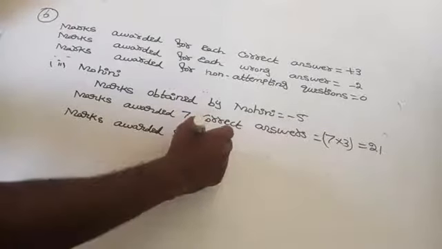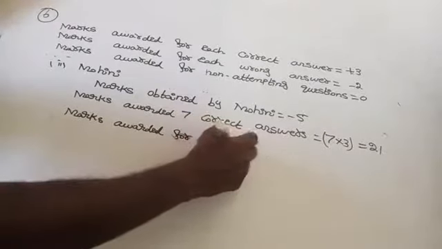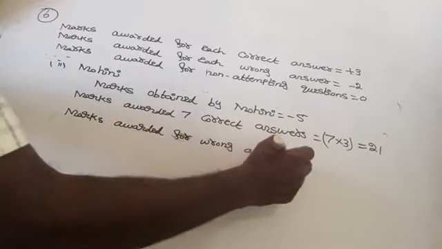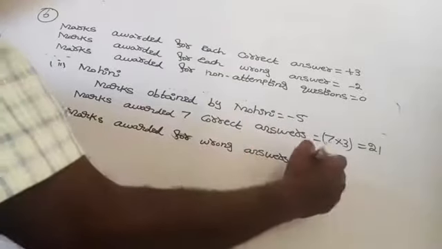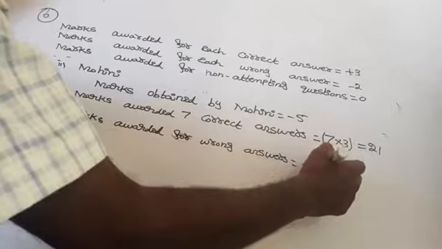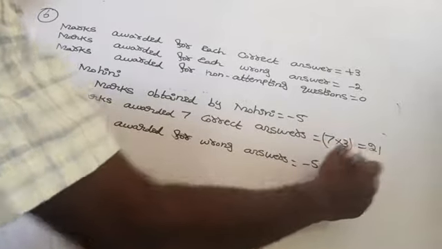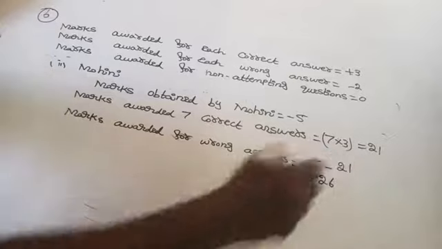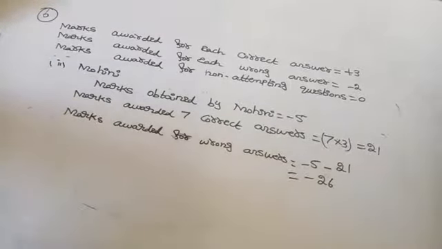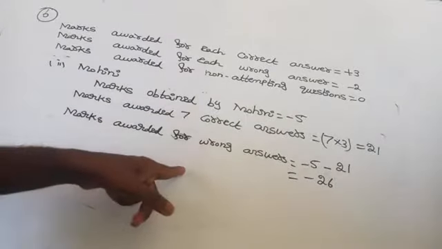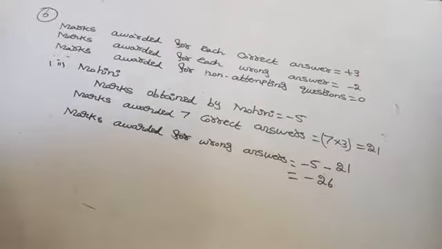Marks awarded for wrong answers. Otherwise, that is the total mark is what? -5, and then marks awarded for each correct answer. If you subtract the marks awarded for each correct answer from the total marks, then it will be -26. Am I right? Now that means for each wrong answer, -2 marks are deducted.